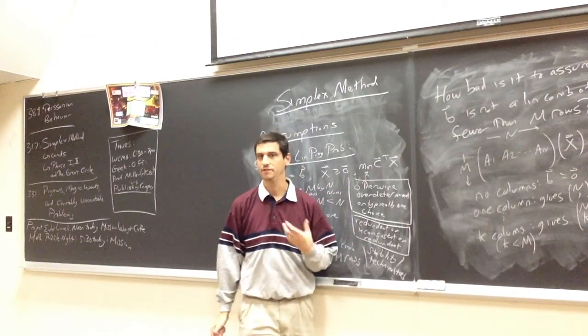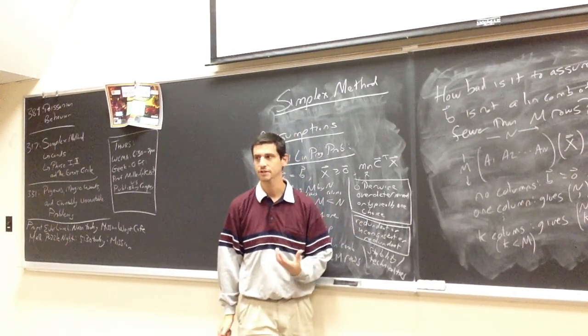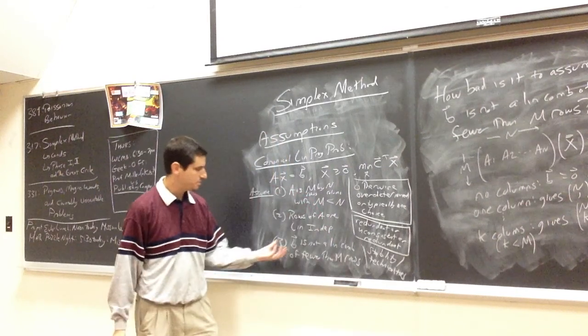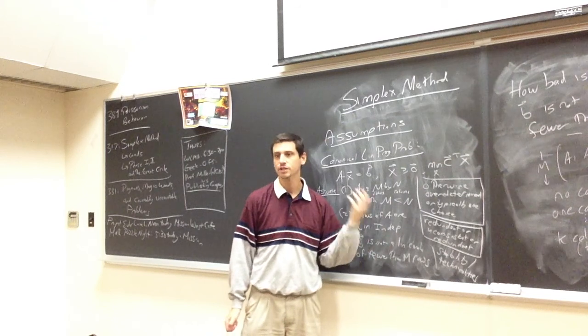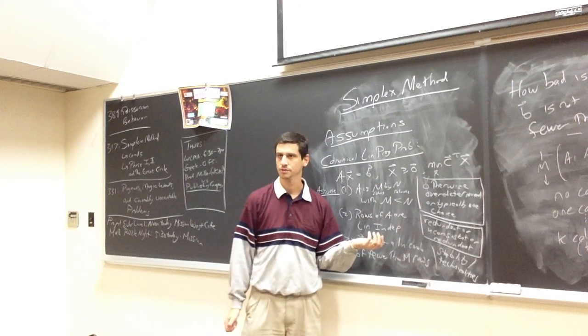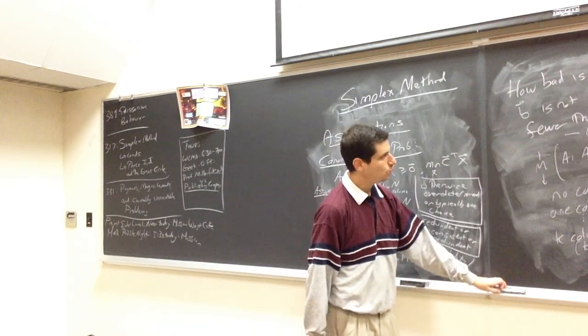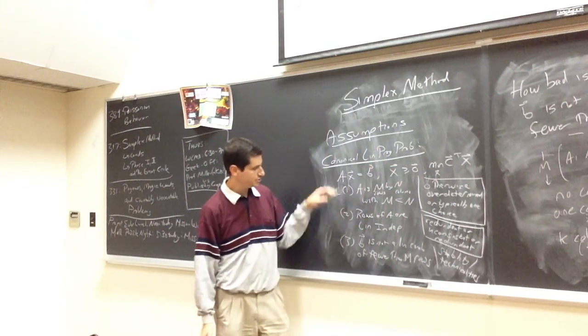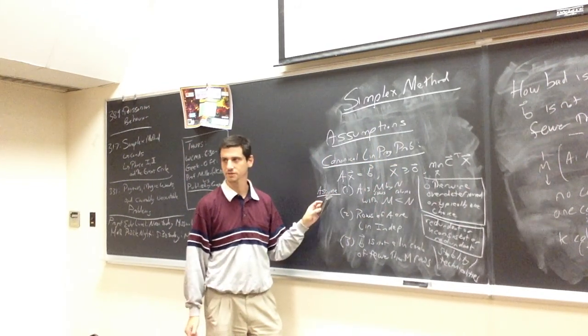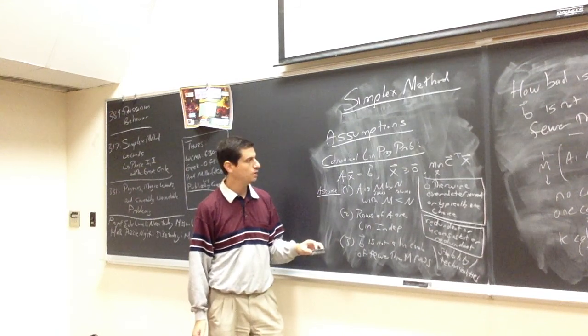There are situations where it may not be completely generic. And if it's not completely generic, you have to be careful. But again, the assumption that B is not a linear combination of fewer than m rows, that is a very reasonable assumption. Okay. Any questions about the assumptions? Do we agree that the first two are very reasonable? I'm going to add one more condition.